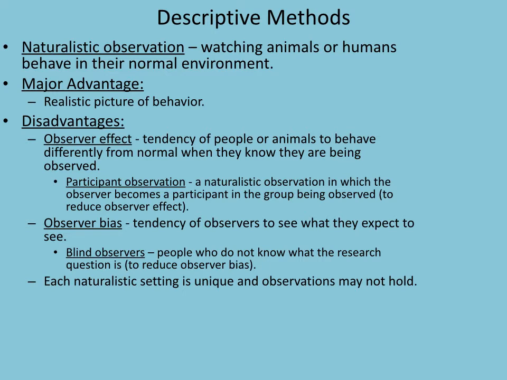Now, there are different disadvantages to it. Observer effect: the tendency of people or animals to behave differently than normal when they know they're being observed. If I told you I'm listening to your conversations, are you going to have the same conversations you would if I wasn't there? Probably not. Participant observation is a naturalistic observation in which the observer becomes a participant in the group being observed to reduce observer effect.